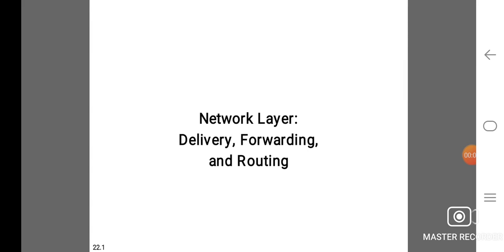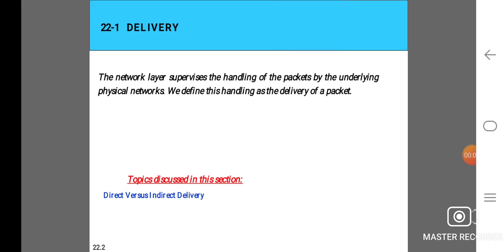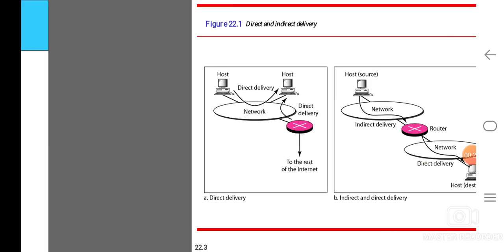Network layer delivery, forwarding and routing. Delivery. The network layer supervises the handling of the packets by the underlying physical networks. We define this handling as the delivery of a packet. Topic discussed in these sections is direct versus indirect delivery.